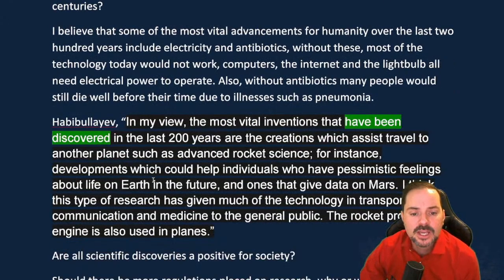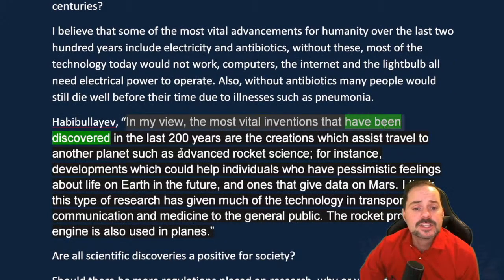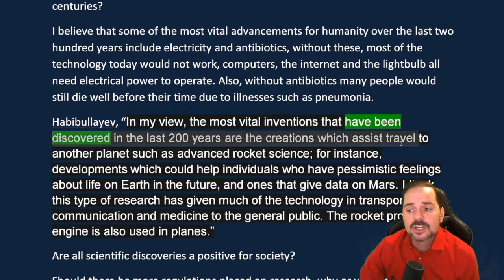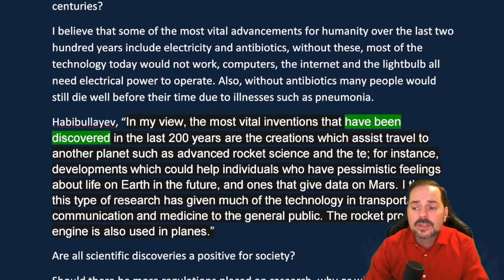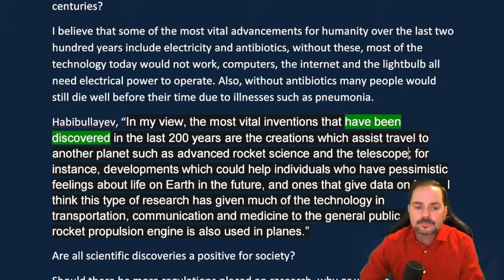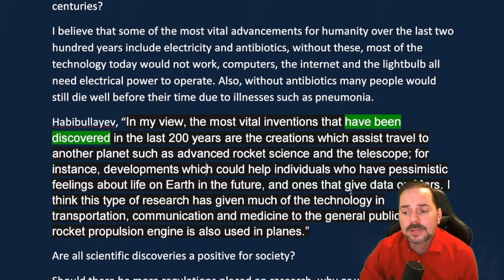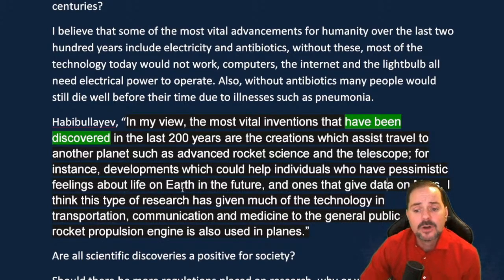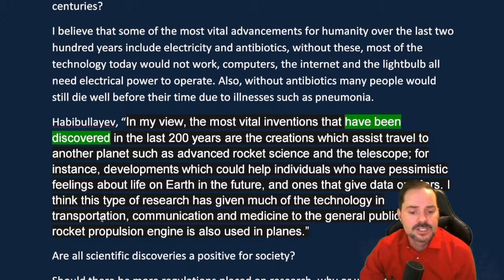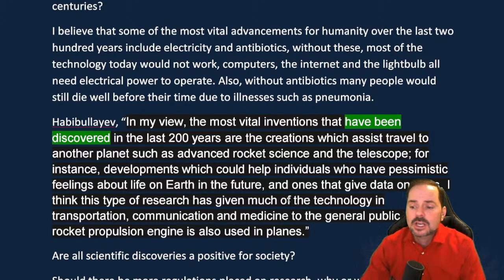This is Habibulayev. In my view, the most vital inventions that have been discovered in the last 200 years are the creations which assist travel to another planet, such as advanced rocket science and the telescope. For instance, developments which could help individuals who have pessimistic feelings about life on Earth in the future and ones that give data on Mars. I think this type of research has given much to the technology in transportation, communication, and medicine to the general public. Rocket propulsion engines are also used in planes. Okay. All right, now that's a much better answer.